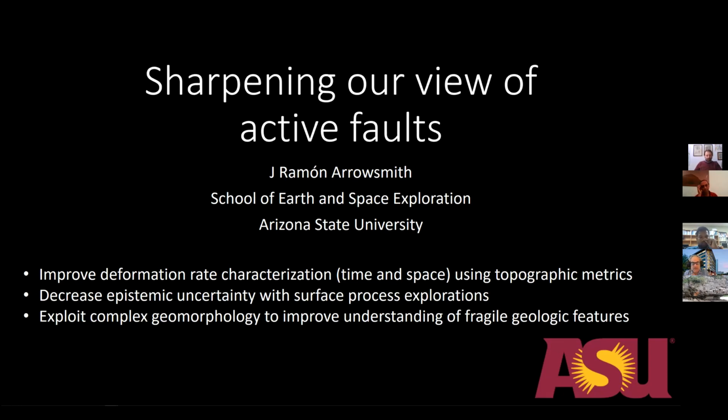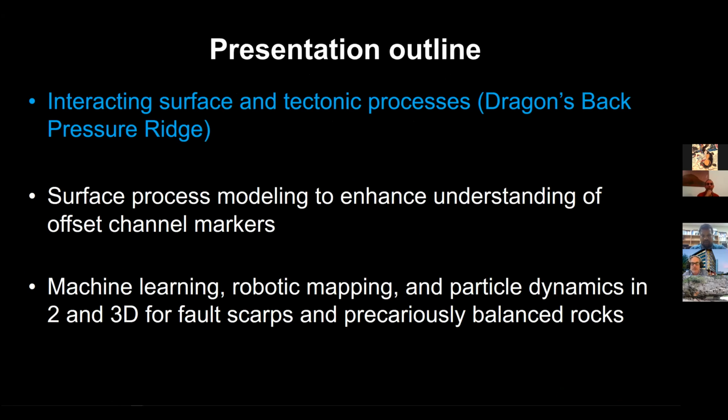So what I want to talk about is sharpening our view of active faults. It's kind of a generic title, but it means maybe I got some new glasses, and as I put my new glasses on, I can see better, and I might use the topography or the geomorphology as the lens for understanding faulting. The three points I want to make are that we can improve the deformation rate characterization in time and space using topographic metrics, we can decrease epistemic uncertainty with surface process explorations, and we can exploit geomorphology to improve understanding of fragile geologic features.